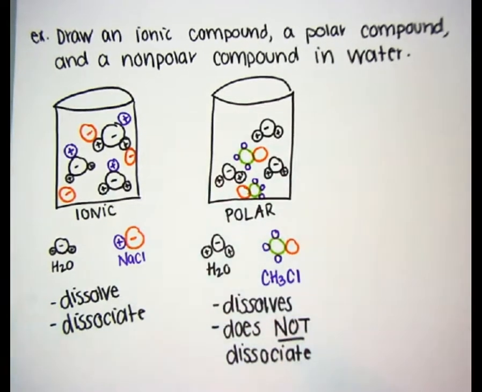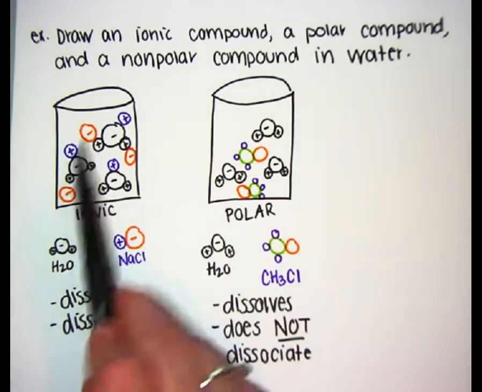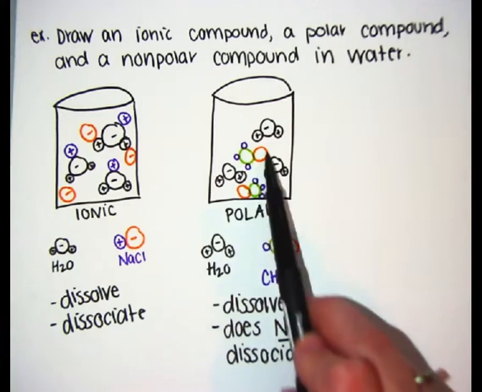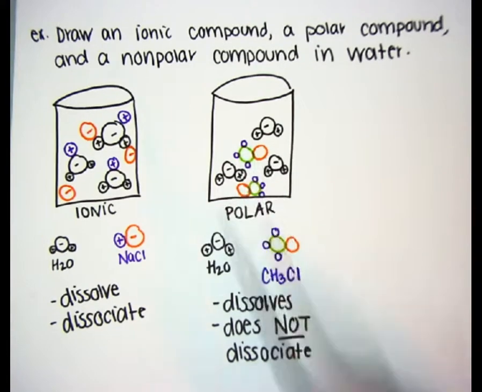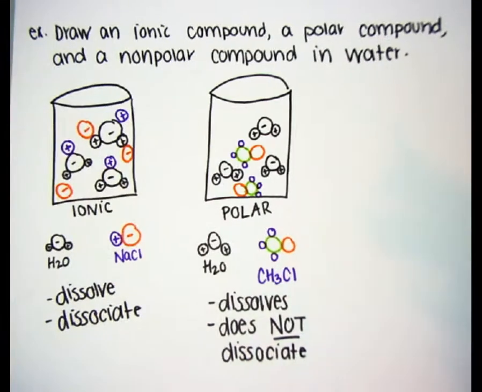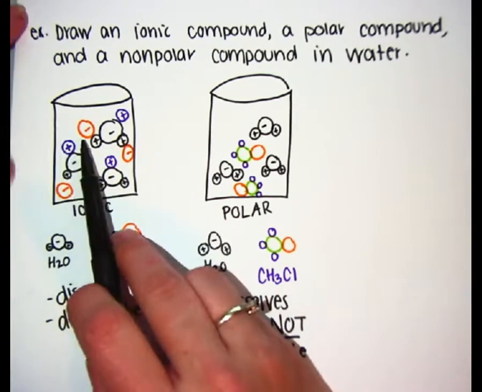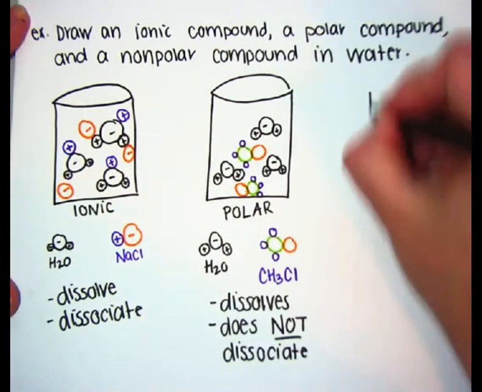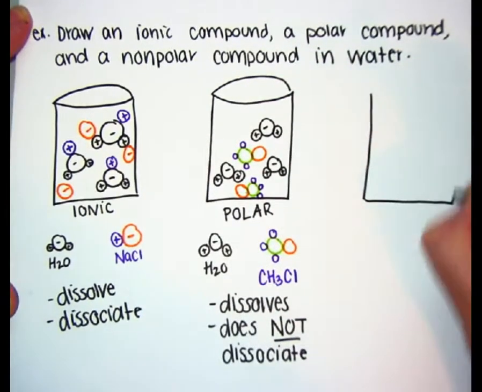So notice the difference between these two beakers. In the first one, sodium chloride broke up. In the second one, my molecule did not break up. Polar compounds do not dissociate. Ionic compounds break up into individual ions. Polar molecules are not made up of ions. They are not going to dissociate.